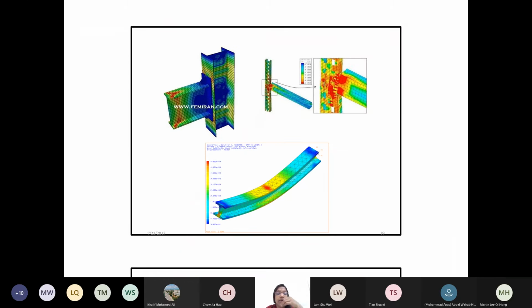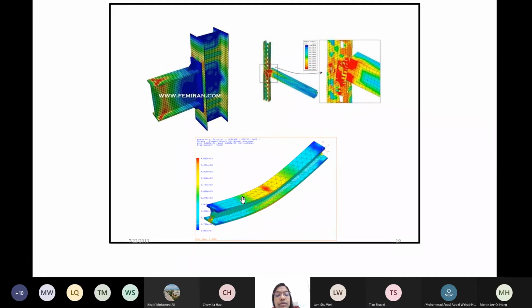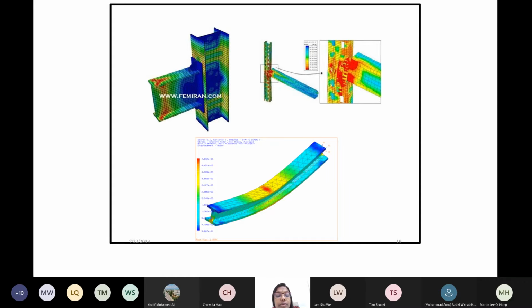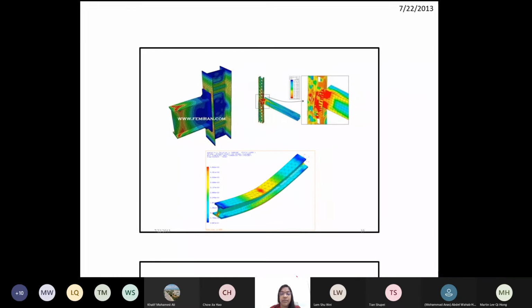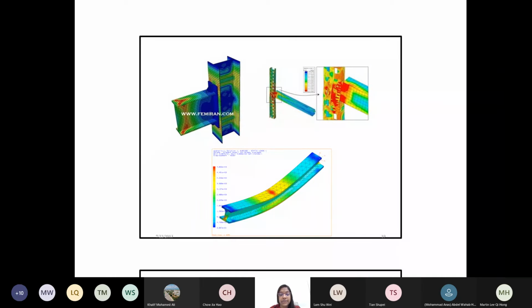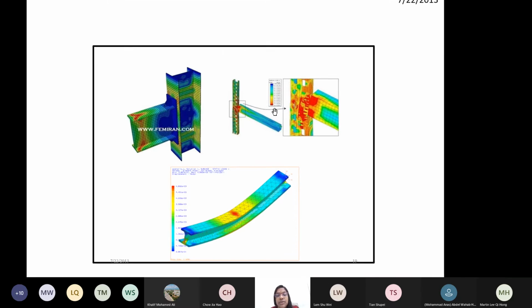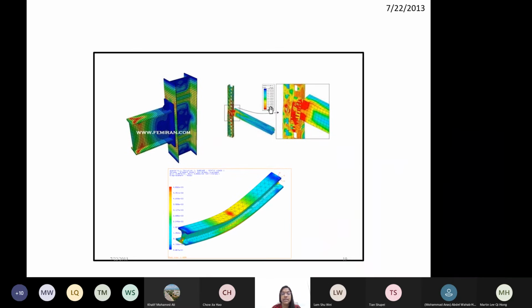When you analyze, you can analyze this way. These are the output from the software. I've forgotten the software name, but software like ETABS, Revit, ANSYS, they're all printing the results in colored form. They have the scale also here, showing the scale from low to high.